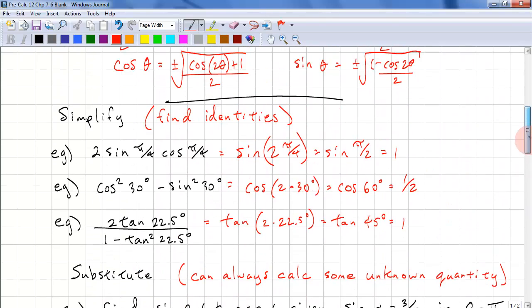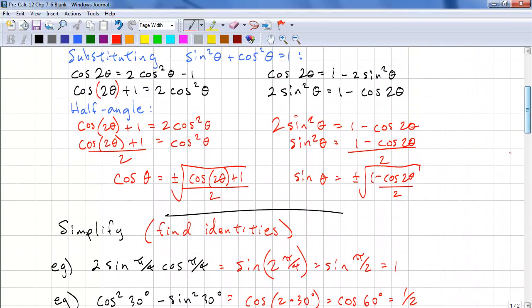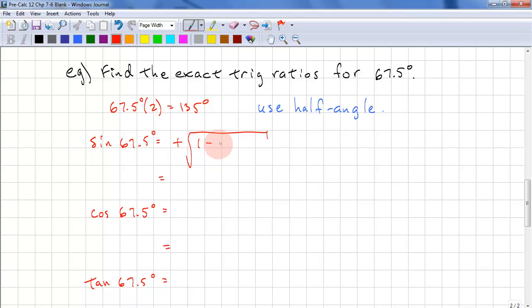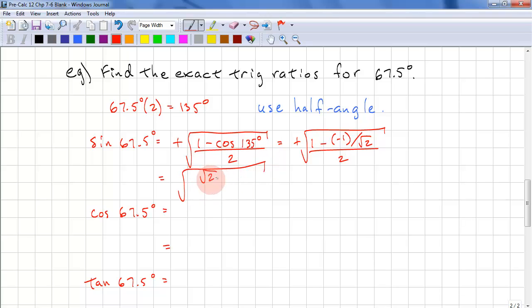And if you've forgotten, we need to just go up here. We use the half angle formula. We have sine theta equals plus or minus square root 1 minus cos 2 theta all over 2. 1 minus cos 2 theta, and we have 135 degrees all over 2. This is positive square root 1 minus 1 over root 2 all over 2. And we can simplify this to root 2 plus 1 over 2 root 2.